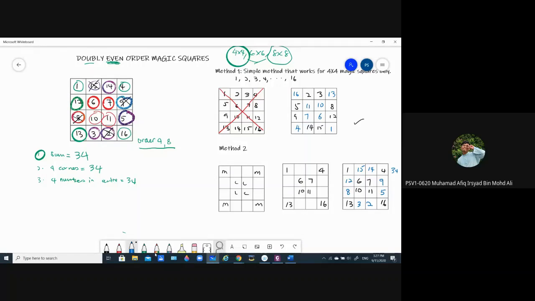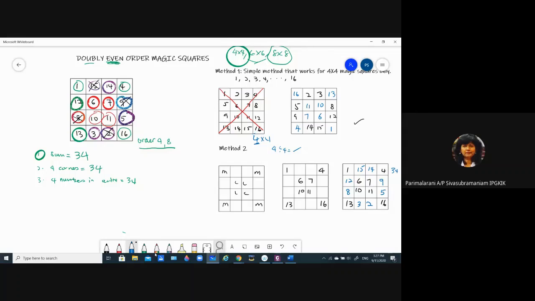Madam, how to recognize the doubly even order? Okay, it's a good question. Now, how do you recognize the doubly even order? If this magic square is a 4 by 4, that means the order is 4. And then you see if this number 4 can be divided by 4 evenly. If it's divisible by 4, it is doubly even. If it's not divisible by 4, it is even but not doubly even.